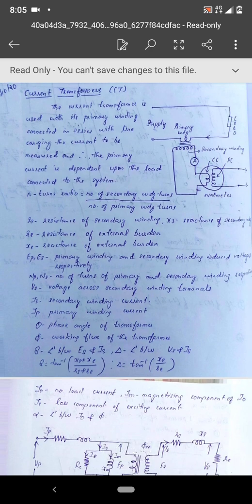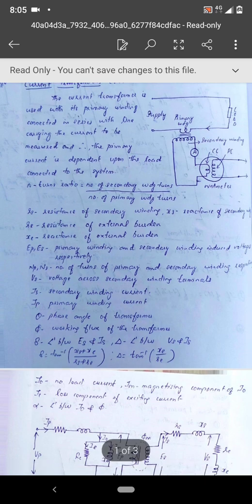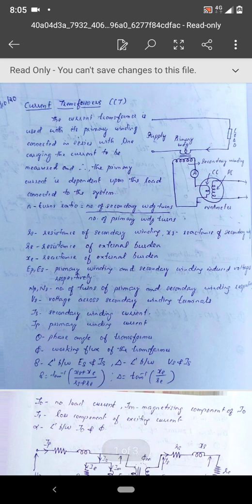transformers. So, instrument transformers used along with ammeters or the current coil of a wattmeter are called current transformers. And instrument transformers which are used along with voltmeters or pressure coils of wattmeters are called potential transformers, or simply PT. So these are the two different classifications of transformers.